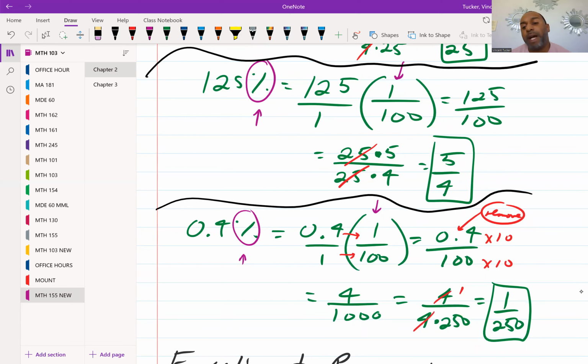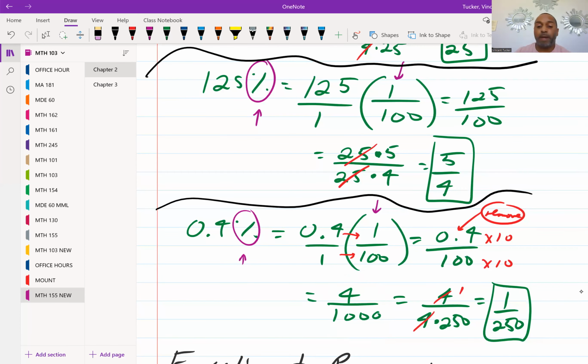So if I multiply 10 times 0.4, that's 4 is in the tenths place, so you multiply by 10. 0.4 times 10 will get rid of the decimal. You should just be left with 4. But when it comes to fractions, in order to keep your equivalency, whatever you do to the top, you have to do to the bottom and vice versa. So that's why I multiply both top and bottom by 10. So now 0.4 times 10 is 4, 100 times 10 is 1,000. So that's how I have 4 of 1,000 right here.